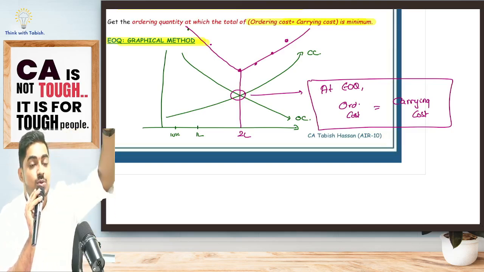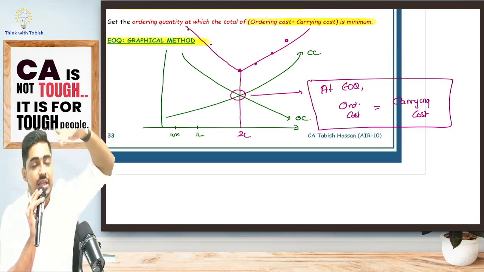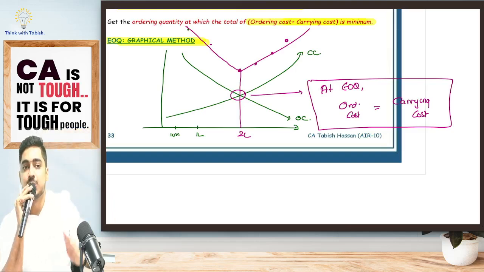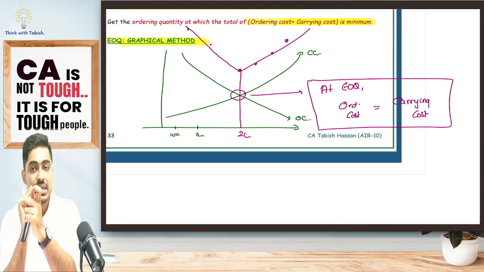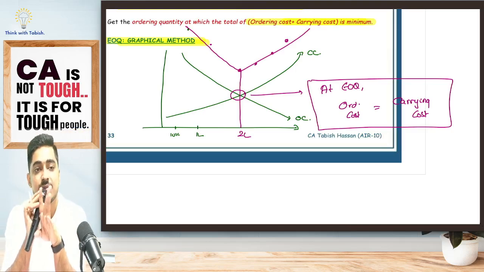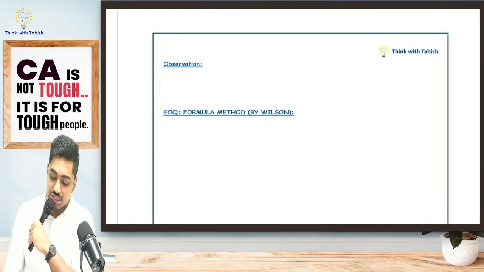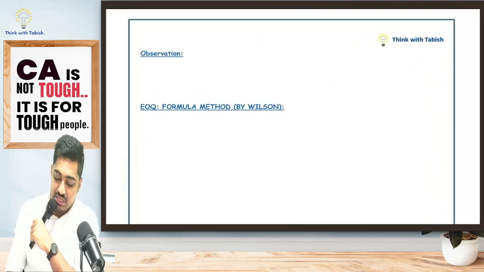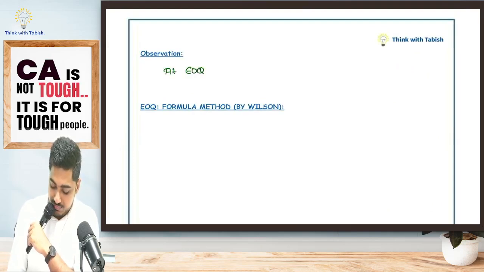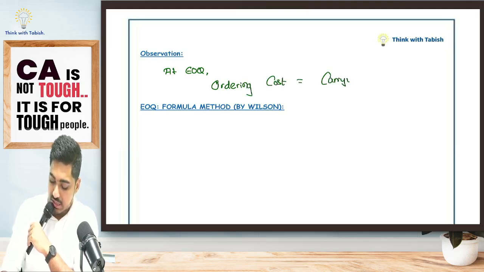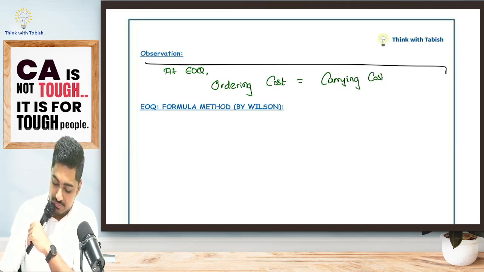Is this point clear? One simple observation. What is happening at my EOQ? Ordering is downward sloping. Carrying is upward sloping. The point at which both meet is the point at which total cost is minimum. That is my EOQ. Is this clear, everyone? Okay, boss. Based on that one simple observation, you can also write it. Give the heading Observation. At EOQ, ordering cost will be equal to carrying cost. Write it down, everyone.